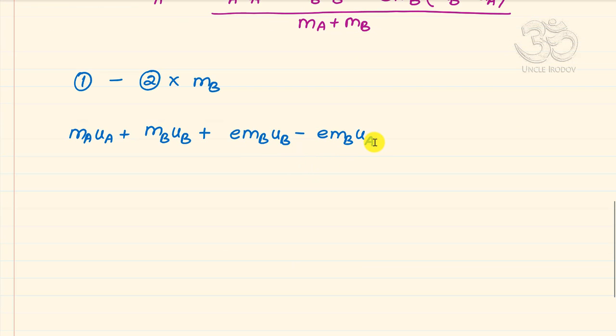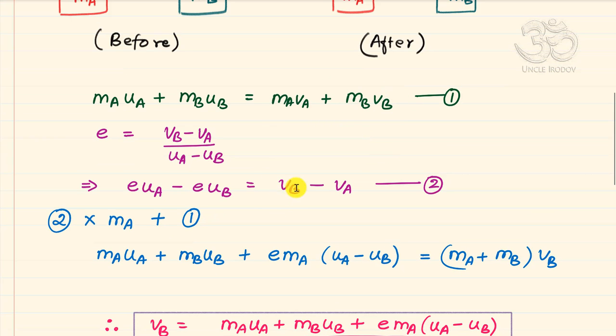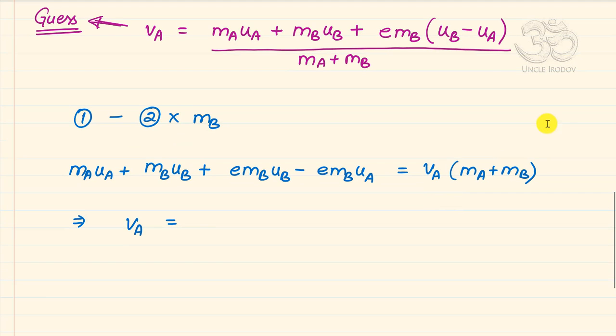And the other side, what I'm going to get on the other side is, you see MB VB and MB VB here will cancel out, and there will be MA here, and this term will become plus. So MA plus MB and VA will be taken out common. So VA times MA plus MB, and you will see that VA turns out to be the expression which I had guessed earlier, the one on the top.